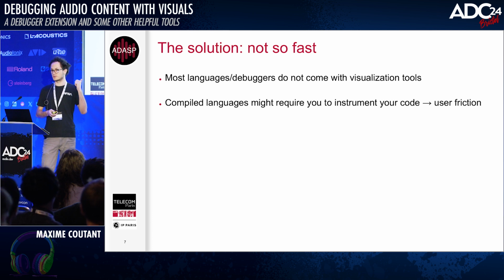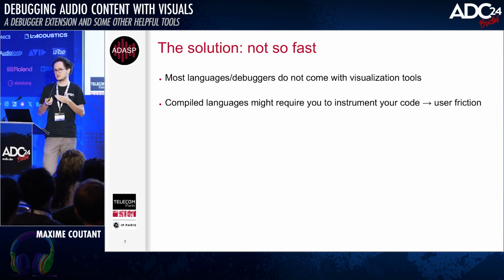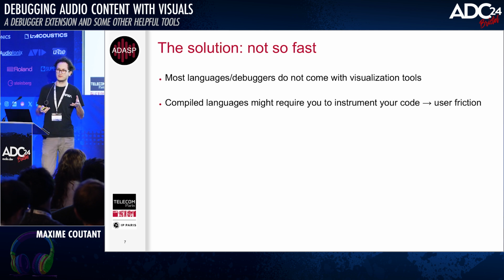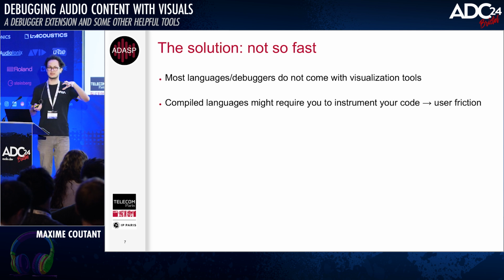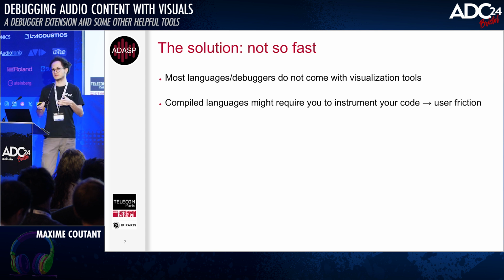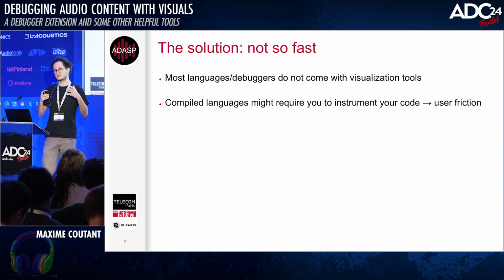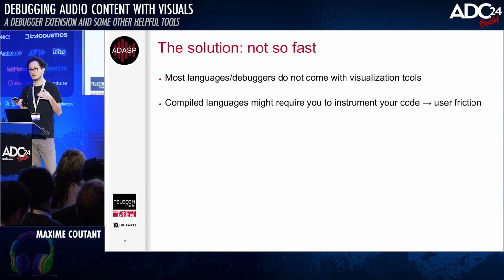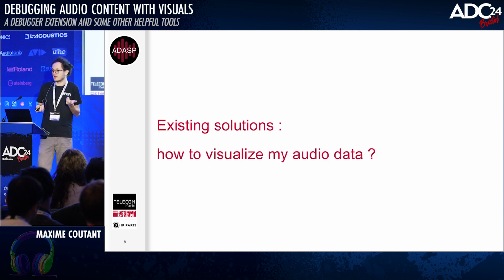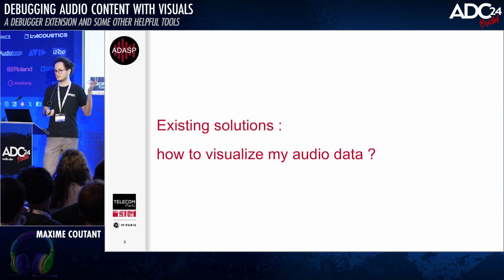But these representations are not always straightforward to get from a debugger perspective. Most languages, most debuggers do not come with a way to visualize this data. And it gets even worse with compiled languages, where to get these visualizations, you might need to instrument your code, so add code to your code to get these representations. And then you might need to recompile it, and maybe several times. So it creates a lot of friction simply in order to be able to interpret the data of your program. Because I've had this issue for several years, I'd like to present you a few tools that I discovered and tried these past years.